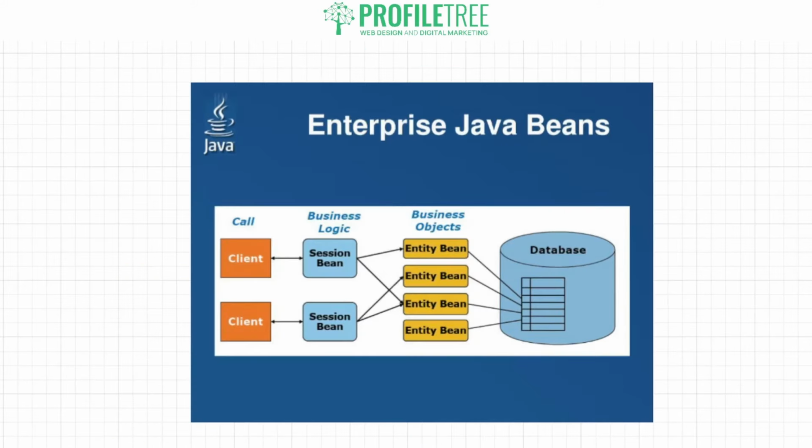So just a quick overview on what the Enterprise JavaBeans looks like. So this is more or less used for, of course, enterprise level websites. So you've got your database, then your entities, then your different clients. So that's the business logic there. And of course, it'll call the client. So that's more or less how it works in terms of Enterprise JavaBeans.